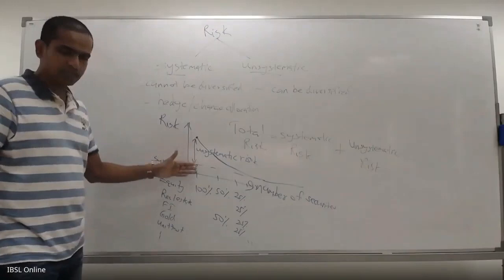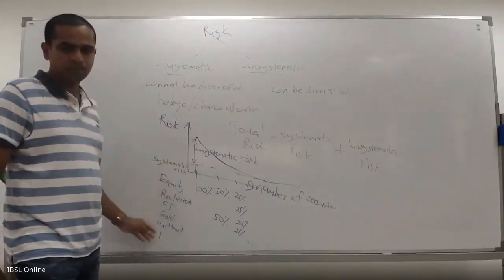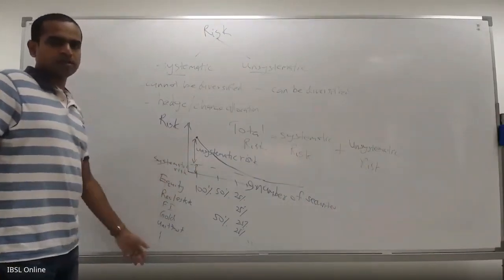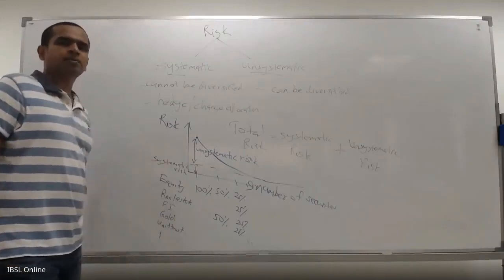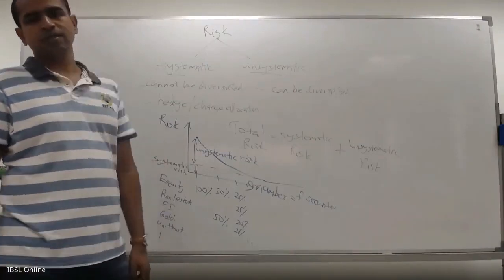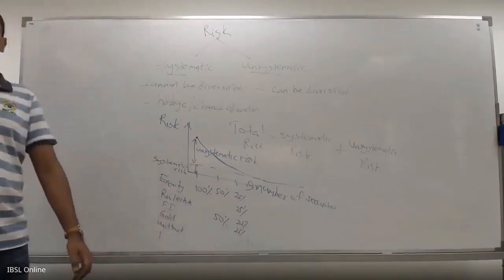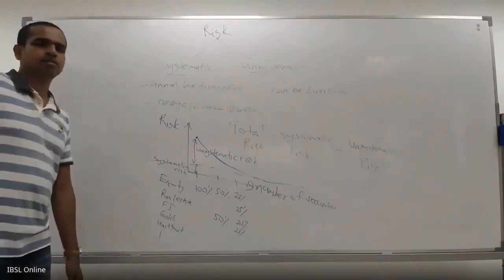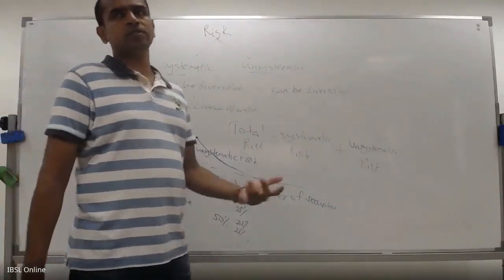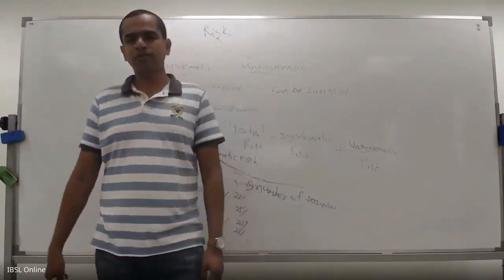Now, you can reduce risk by increasing the number of securities in the portfolio. The more securities you have, the better diversified you are. Ideally, they say it's about 10 to 15 securities maximum. Beyond that, it becomes very inefficient. It's difficult to monitor everything. So, to have an efficient portfolio, you should have 10 to 15 securities, not beyond that.